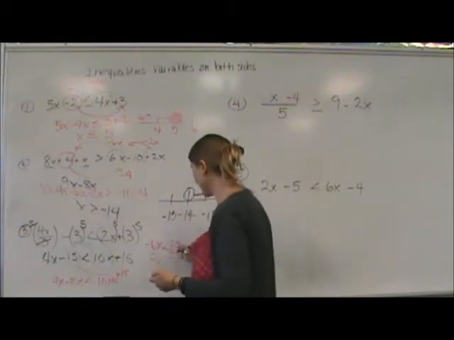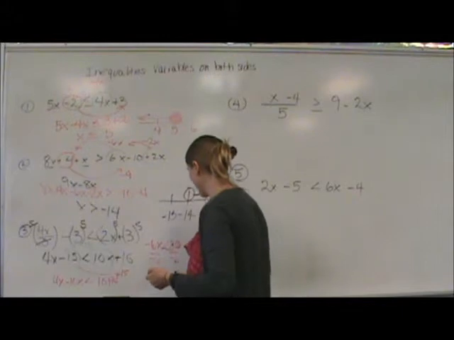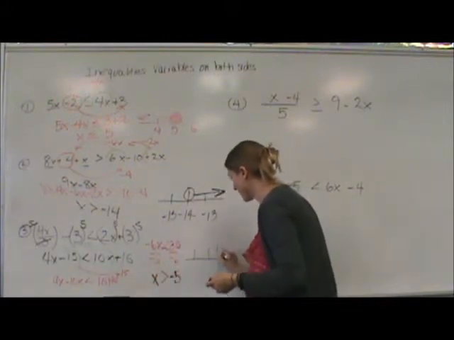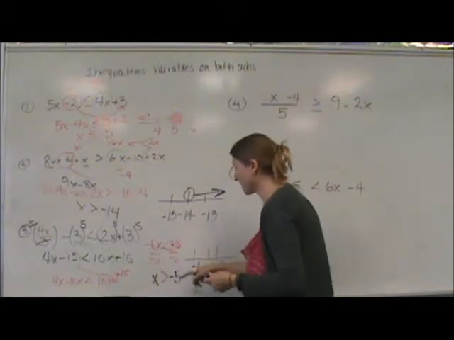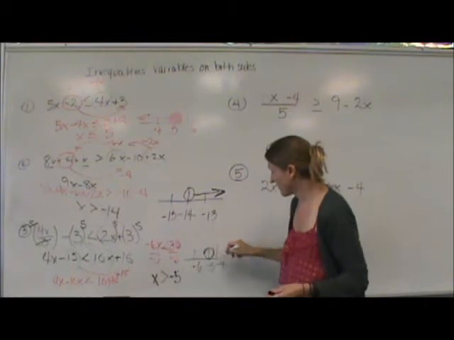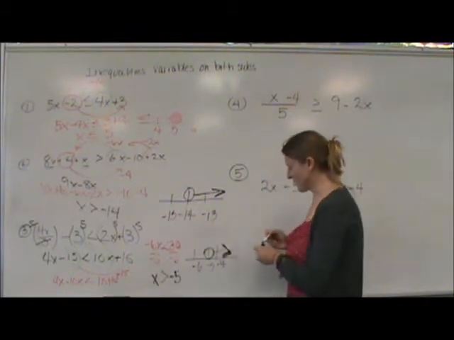It's going to change to greater than. 30 divided by negative 6 is negative 5. So my inequality will have negative 5, negative 4, negative 6. It is a greater than sign, so we're going to have an open circle, and it's going to point to the right.